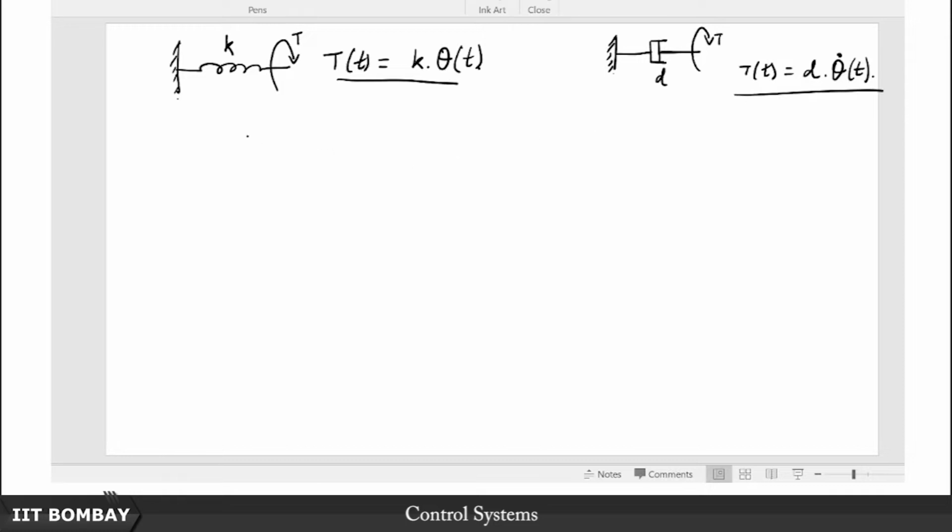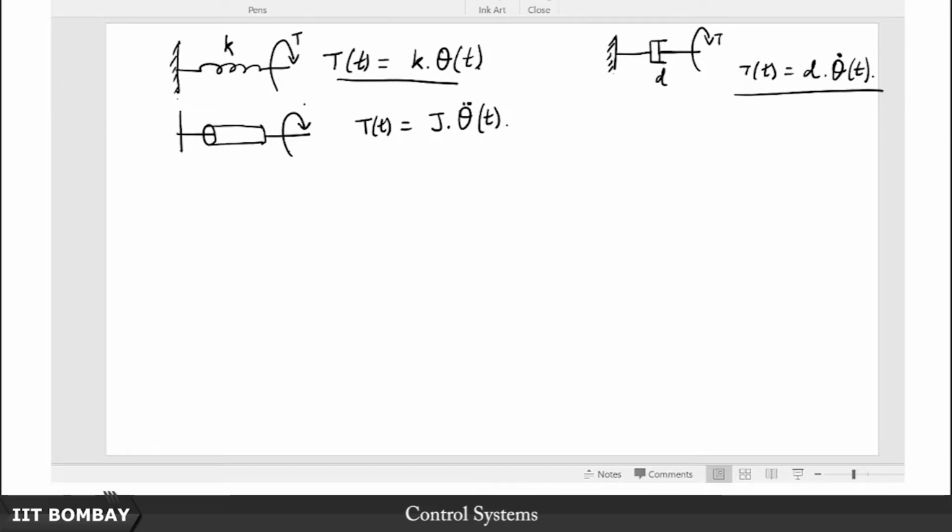And finally, instead of a mass, here you have something called an inertia. So something that rotates like this, sort of a cylindrical object, that is the representation of this. So suppose you apply a torque here, the equation is given by: this applied torque is balanced by J, which is the moment of inertia of this block, times theta double dot, which is the angular acceleration.